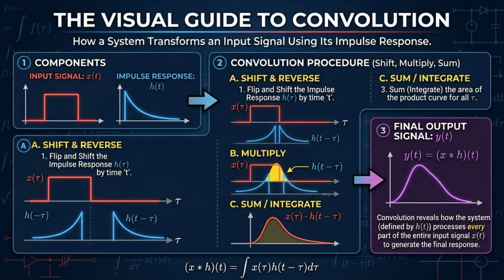Mathematically, convolution involves shifting the impulse response across the input signal, multiplying corresponding values, and summing the results. While the procedure may initially seem complex, its purpose is simple. Calculate how the system transforms the entire input signal based on its impulse response.